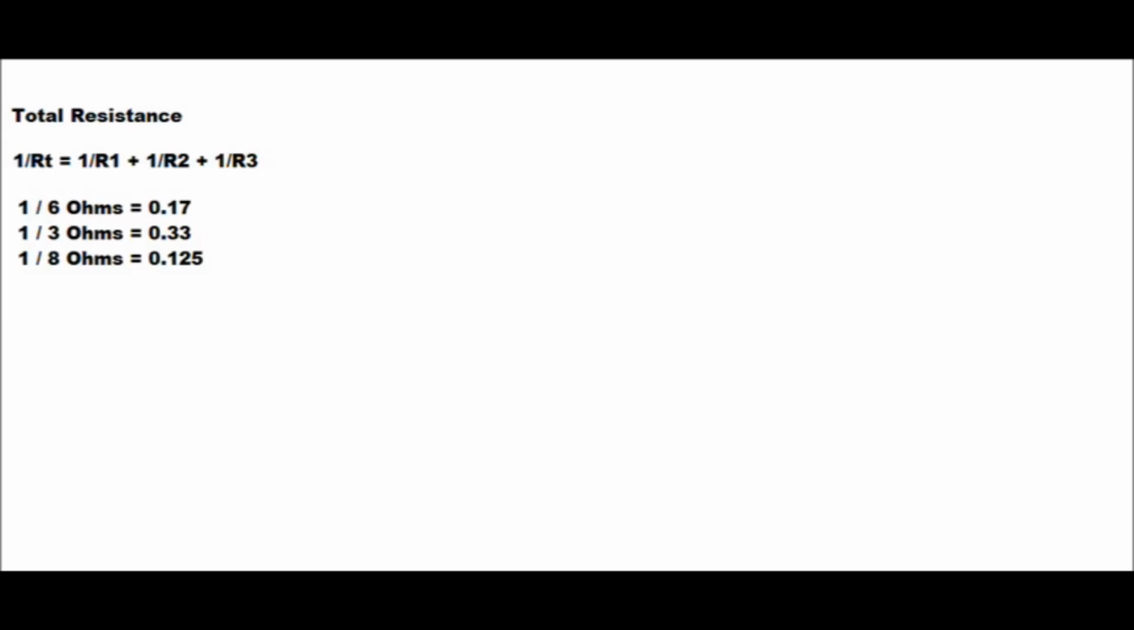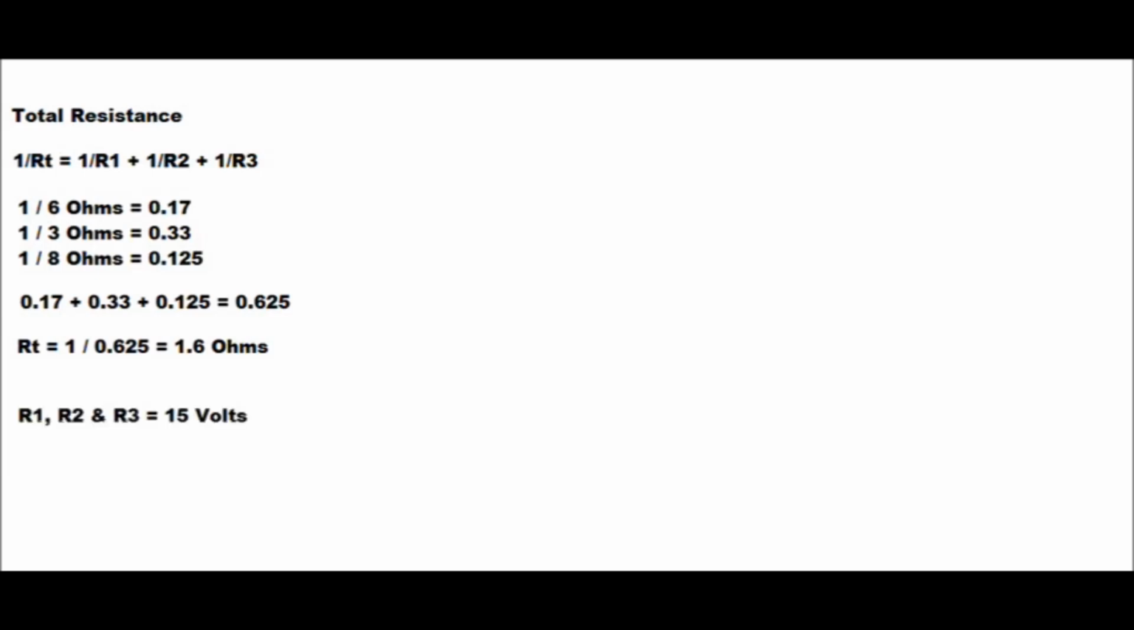0.125. We then add 0.17, 0.33 and 0.125 to give us the total of 0.625. To find the total resistance on the circuit, we now divide 1 by 0.625, giving us 1.6 ohms of total resistance on this circuit. Resistor 1, 2 and 3 all have 15 volts flowing through them. There is no voltage drop, but the current does drop over each resistor.